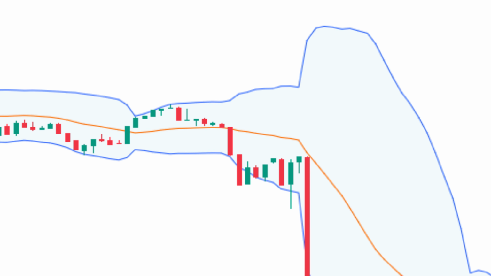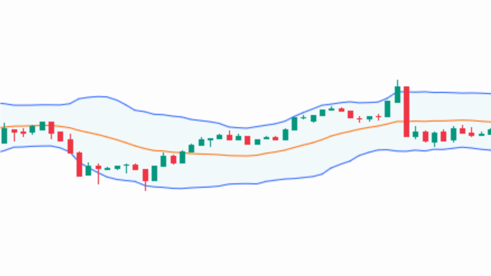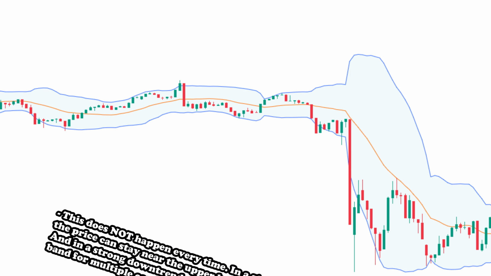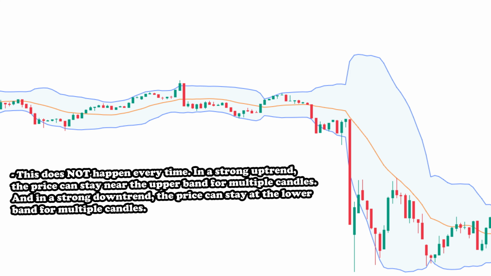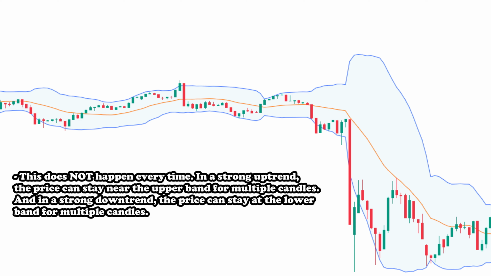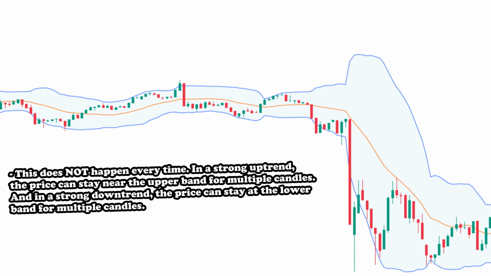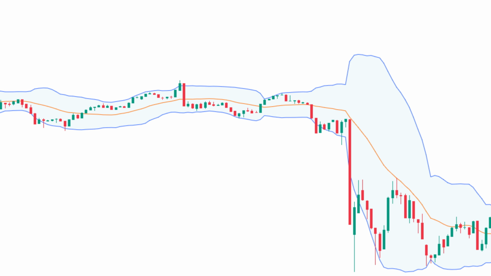If the price comes close to the upper band, we can assume that the price is overbought and may reverse downward. Likewise, if the price is near the lower band, the price can be seen as oversold and an upside move may be expected. However, this isn't always the case. In a strong uptrend, the price can stay near the upper band for multiple candles, and in a strong downtrend, the price can stay at the lower band for multiple candles.